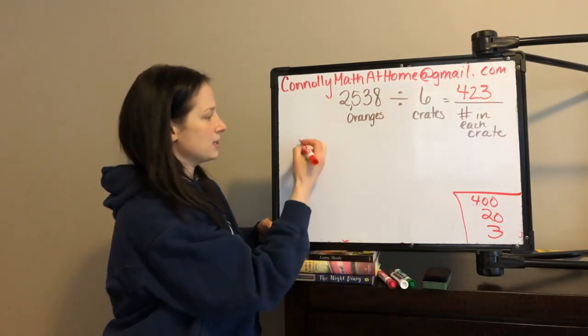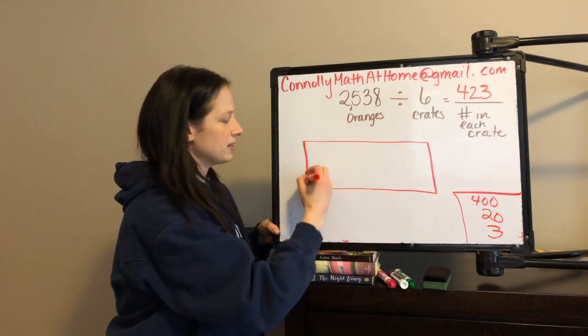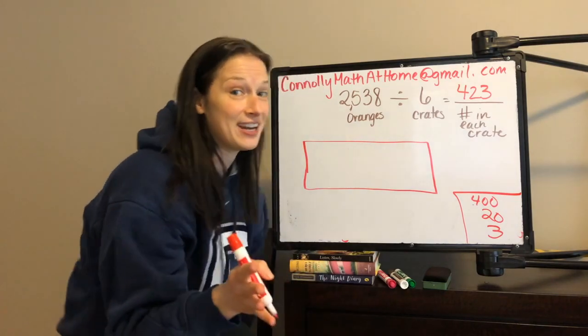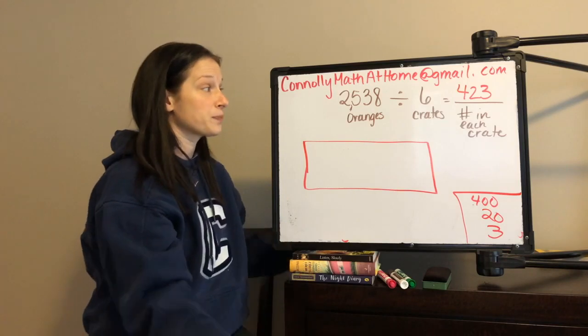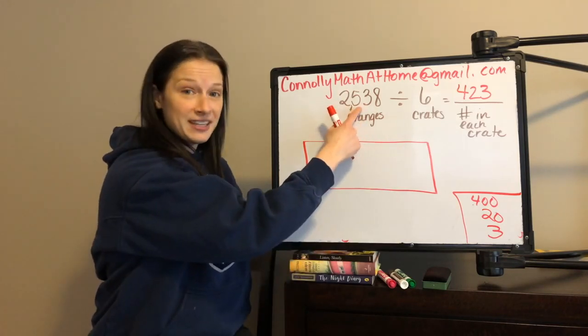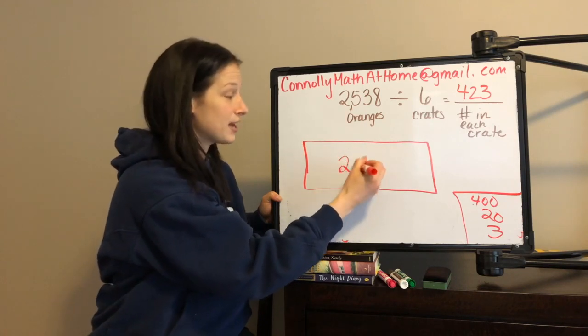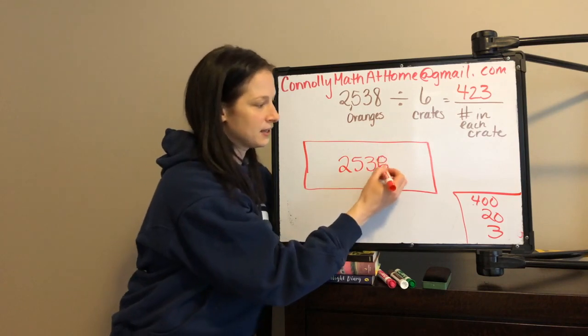And we are going to think about the area model that you're familiar with for multiplication, and I'm going to show you what you're given right now and how you can use this to represent what's happening with division. So, you have been given the area here, 2,538. Oops, that's a 6.